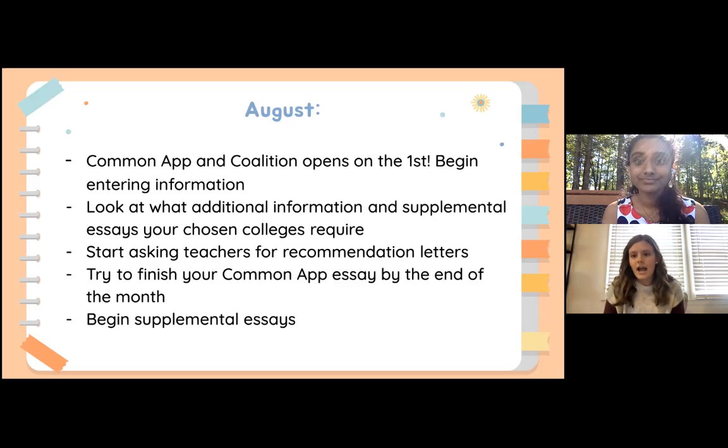You're also going to want to try and finish that Common App or Coalition application essay by the end of the month. And that's the essay, not the entire application. If you don't finish it by August, that's totally okay. Again, if you're just starting it now, make yourself a goal and stick to that goal. That will help you to stay organized. And you're also in August going to want to begin those supplemental essays so you can get them rolling.